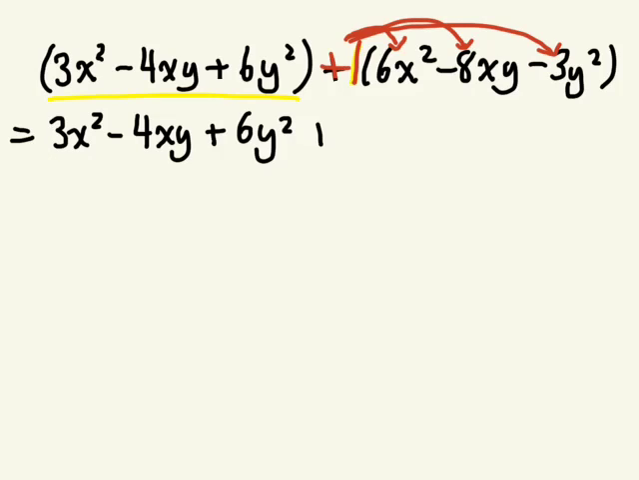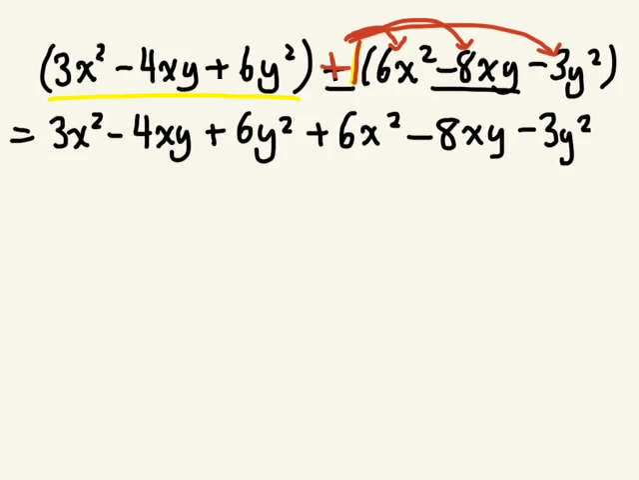So it's going to be plus 6x squared, and then we have 1 times negative 8xy is still negative 8xy, and 1 times negative 3y squared is still negative 3y squared. So we're just removing the brackets when we're adding polynomials, okay? So here we are adding polynomials together. All we need to do is drop the brackets. No signs change.